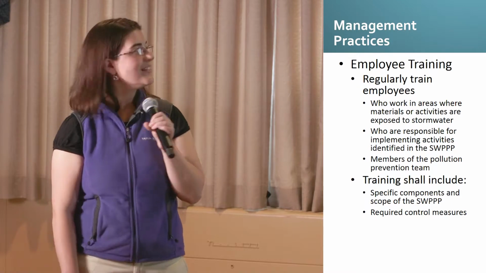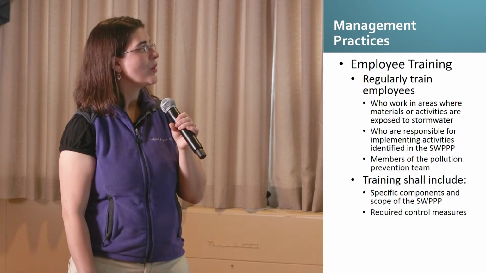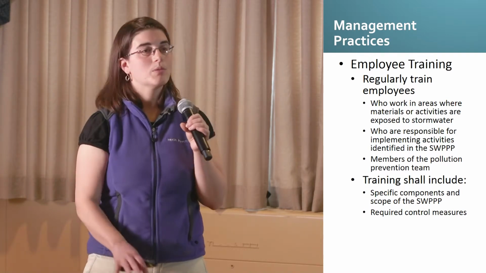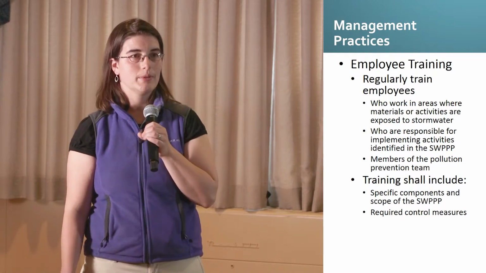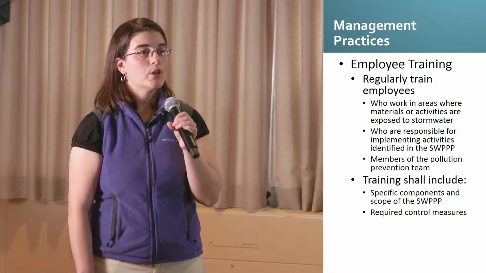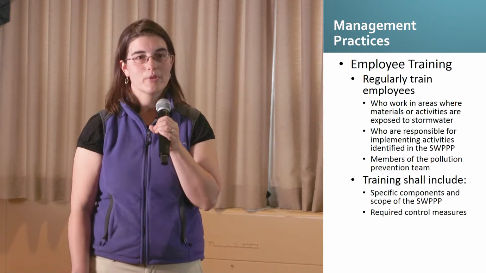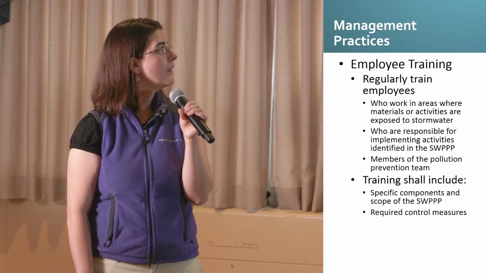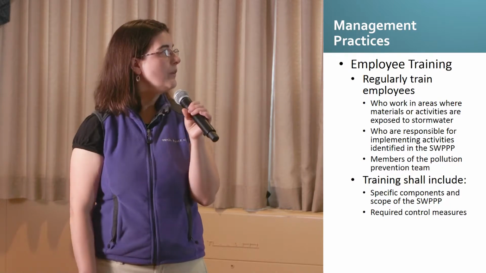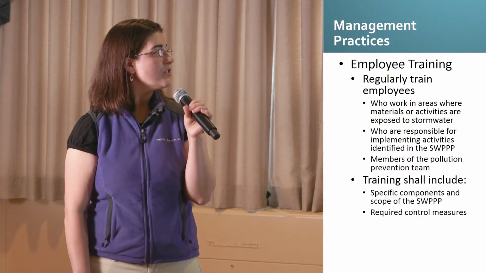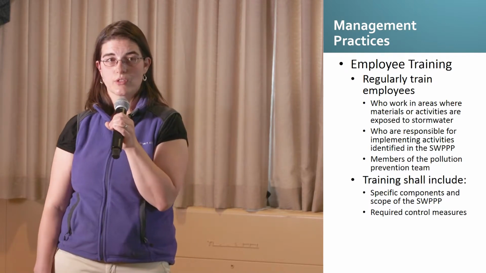So another management practice is employee training. Again, you need to regularly train your employees. So all employees who work in areas where the materials or activities have the potential to be exposed to stormwater, anyone who is responsible for implementing the activities in the SWPPP, and then members of your pollution prevention team. And training is recommended to be annual. And all training should include the specific components of the scope of your SWPPP and any required control measures.